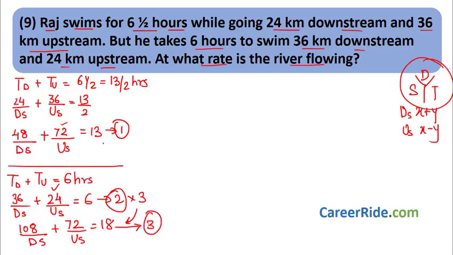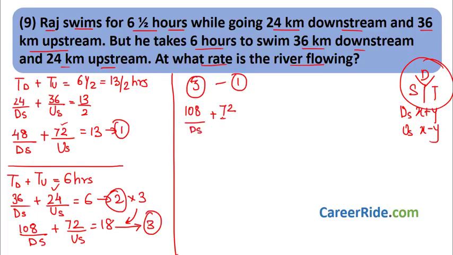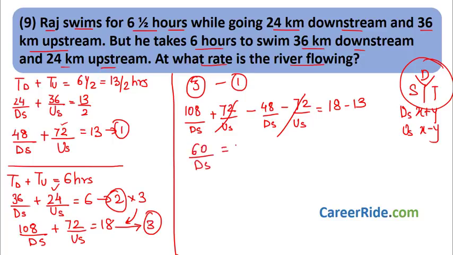Now 18 is greater than 13. So what we will have? Equation number 3 minus equation number 1. What we will get? 108 upon downstream speed plus 72 upon upstream speed minus 48 upon downstream speed minus 72 upon upstream speed would be equal to 18 minus 13. So this would get cancelled. We will get 108 minus 48, that would be 60 upon downstream speed, equal to 18 minus 13, which is 5. 5 12s are 60, so downstream speed is 12 kilometers per hour.